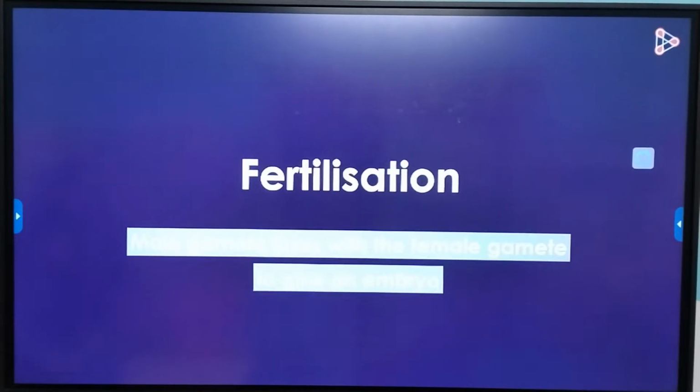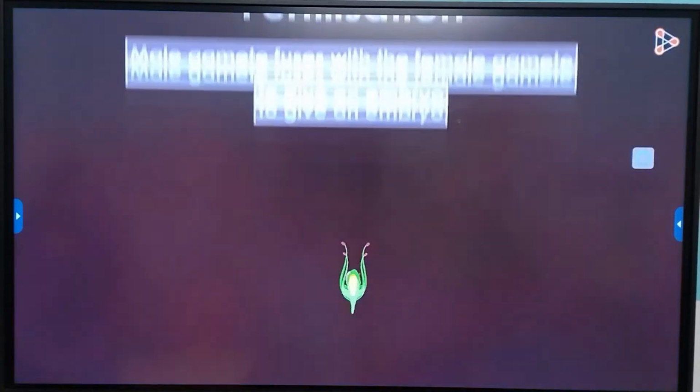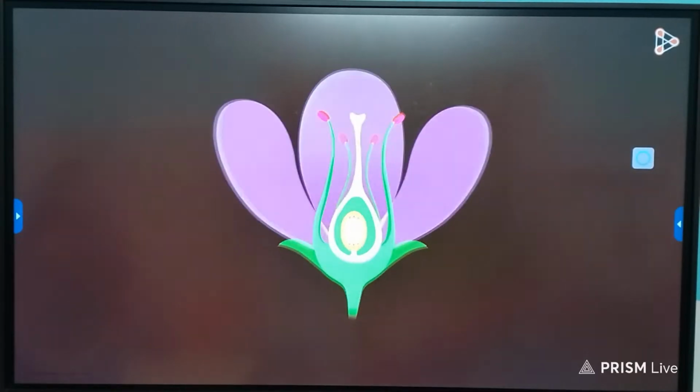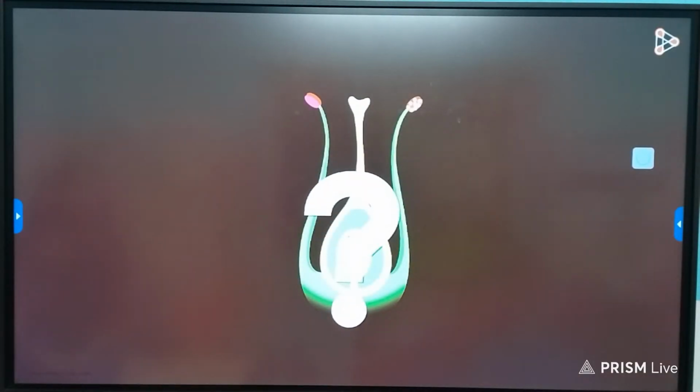Wait, we know this process has a specific name. And what is it? It's called fertilization. It is the process that involves the fusion of male and female gametes to give rise to an embryo. Now let us see how fertilization occurs in flowers. For this process to occur, both the gametes need to be close to each other, right? But how is this possible?